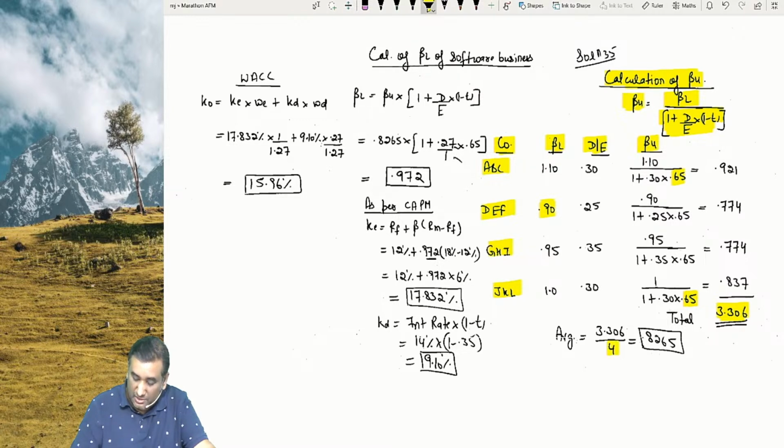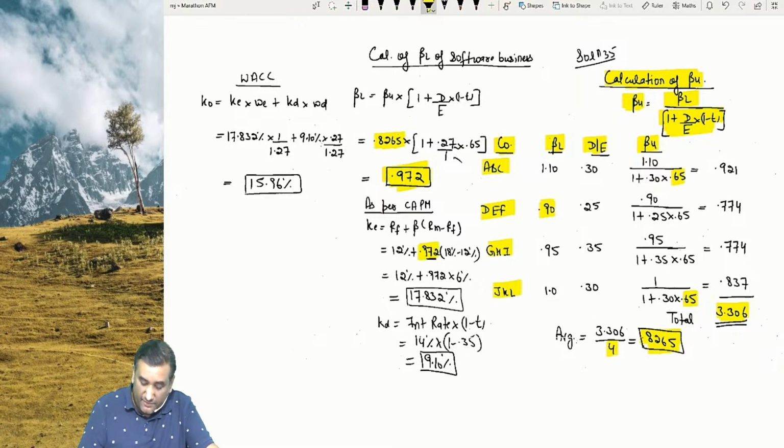These are 4 companies. So average beta unlevered is 0.8265. Using this 0.8265, you then relever. Relever using the debt equity ratio he has given: 0.27 to 1. 0.27 is debt, 1 is equity, into 0.65. You get the beta levered of that company. Just check the calculation once you do that.